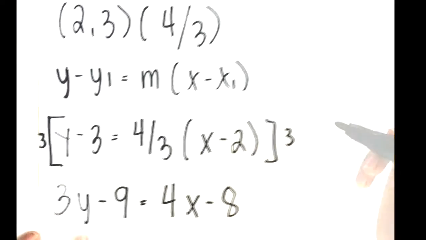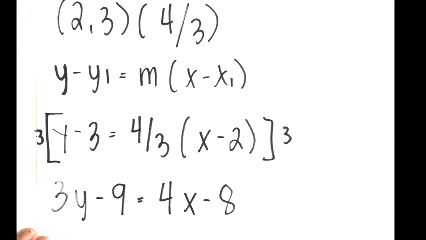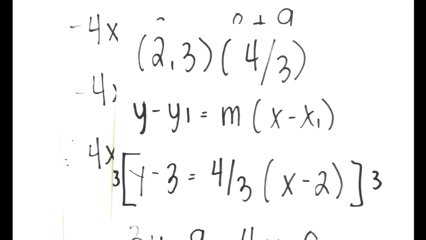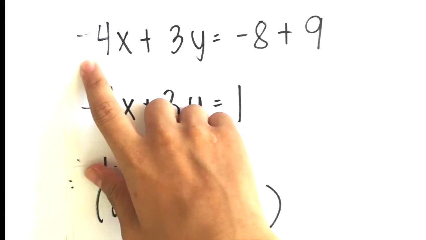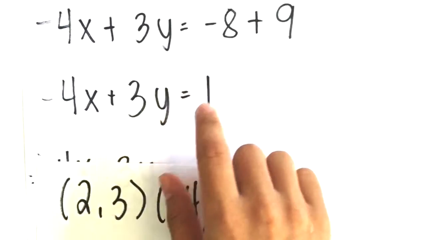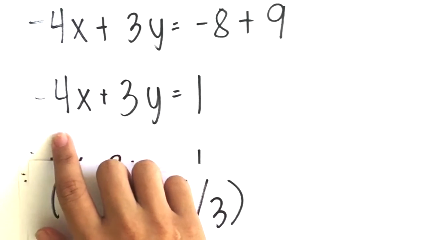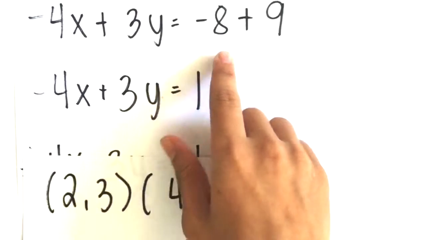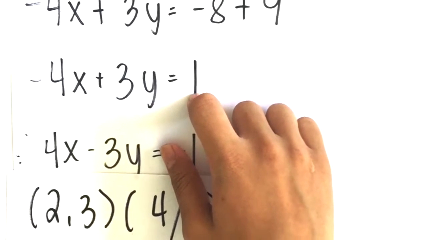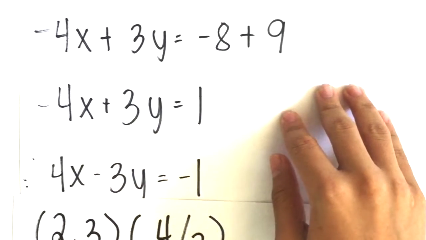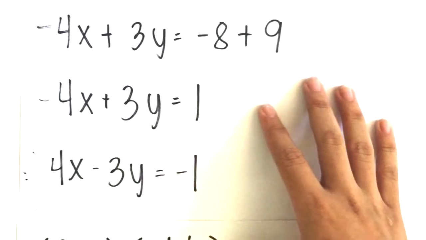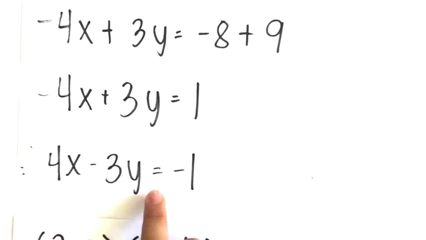So it will become 3y minus 9 equals 4x minus 8. After that, we will transpose 4x to the right side, so 4x will become negative. Then we will transpose negative 9 to the left side, so negative 9 will be positive. Negative 4x plus 3y equals negative 8 plus 9. Negative 8 plus 9 is 1. So negative 4x plus 3y equals 1. Since x must be positive, we will multiply all terms by negative 1. So 4x minus 3y equals negative 1.